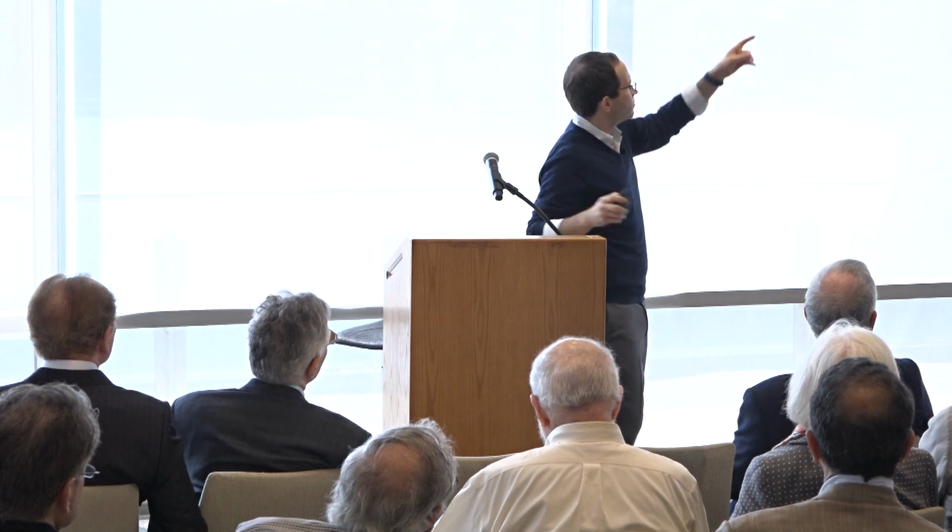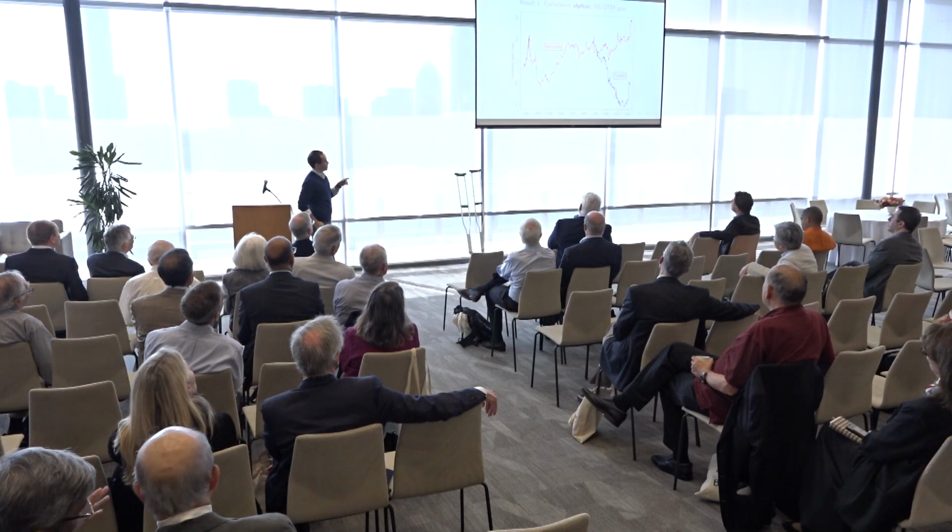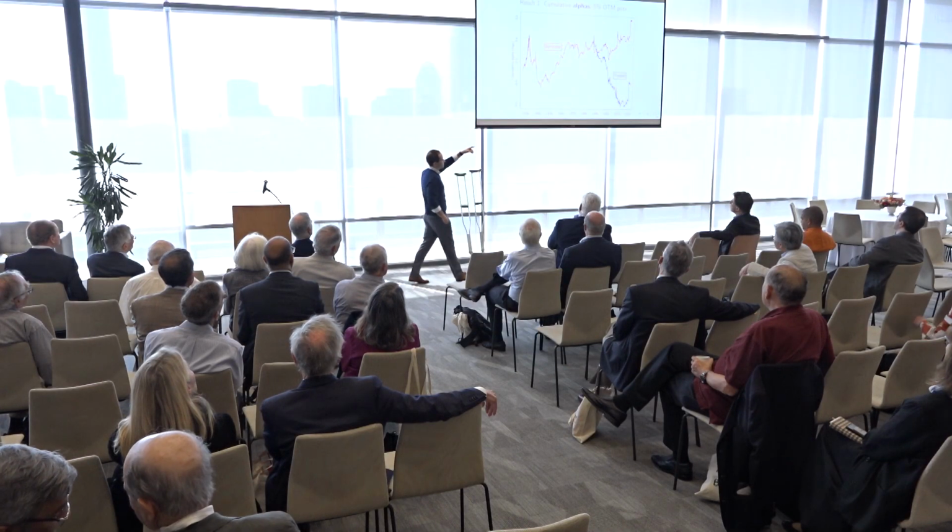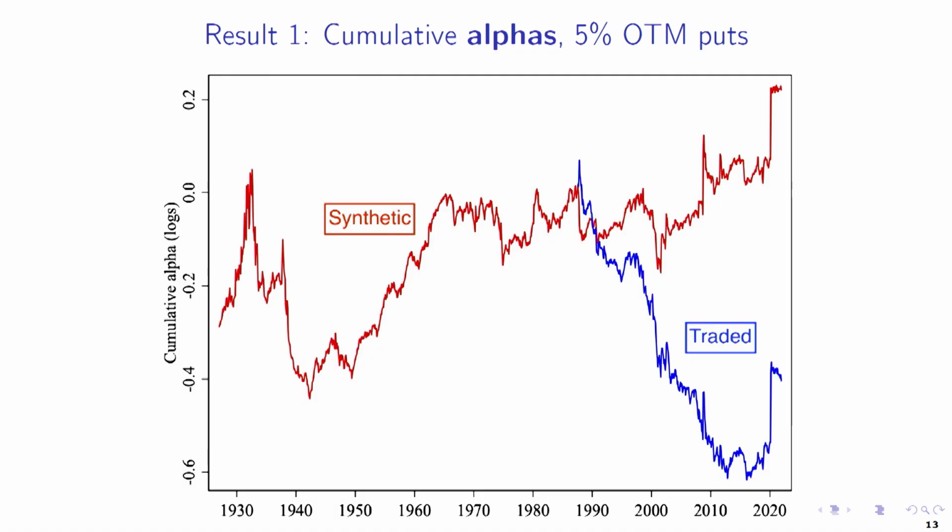Okay? The blue line is what you would get if you did that with traded put options. So every month you buy a 5% out of the money put option, and you're going to have to buy some of the market to get rid of the beta. The red is if you do it with the synthetic option. And those lines are not the same.